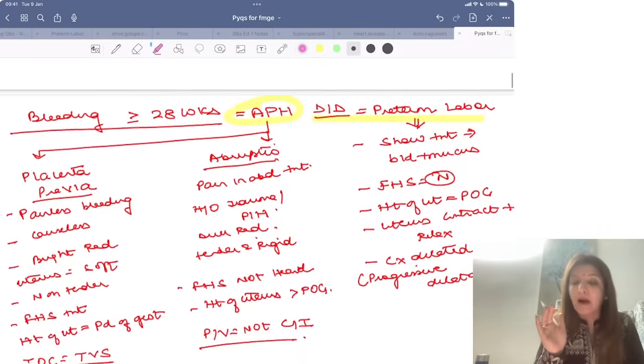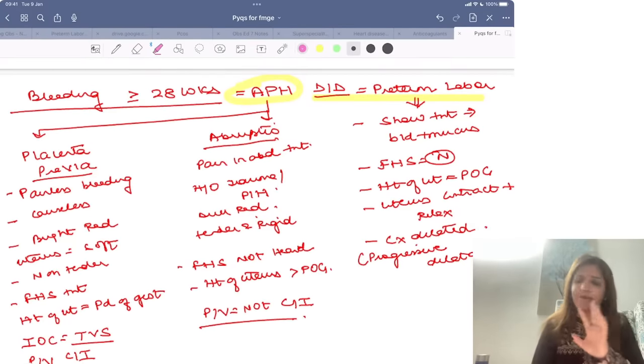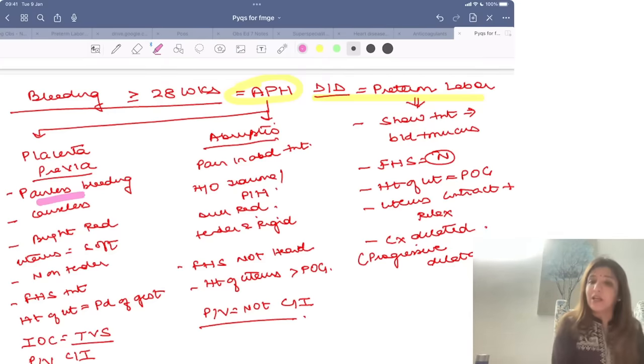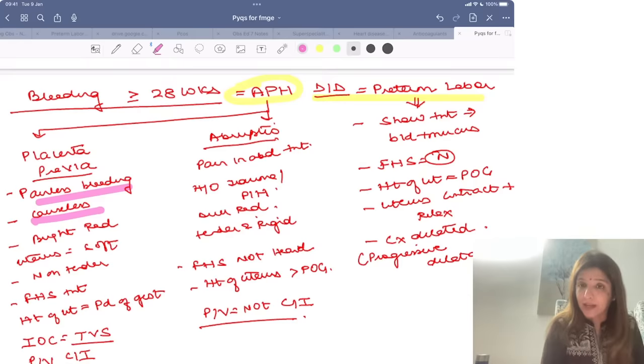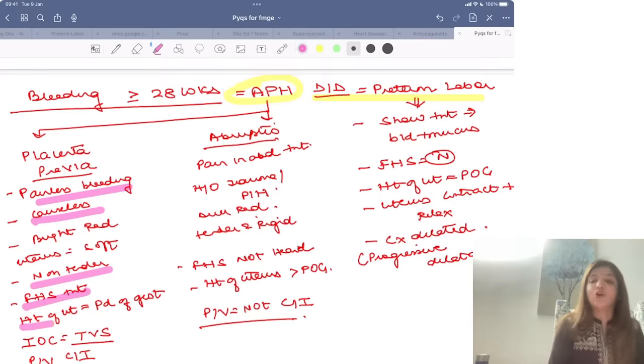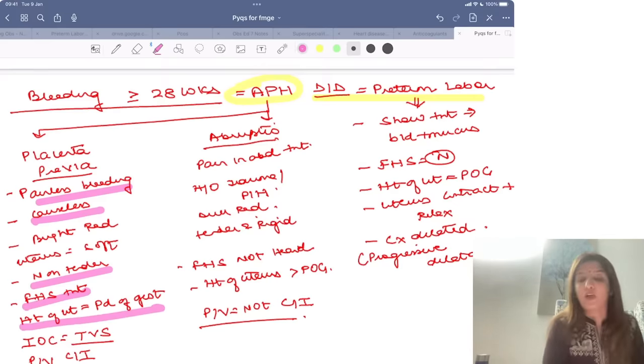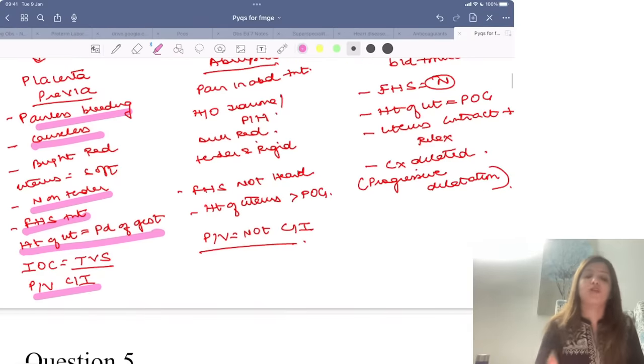Now, in antepartum hemorrhage, there can be two conditions. I am sure all of you know: placenta previa and abruptio placenta. What kind of bleeding occurs in placenta previa? Painless bleeding. There is no reason for that bleeding. Bleeding is bright red in color. Uterus is non-tender, fetal heart sounds are easily heard, and height of the uterus is equal to the period of gestation. In case of placenta previa, per vaginal examination is contraindicated but the investigation of choice is TVS.